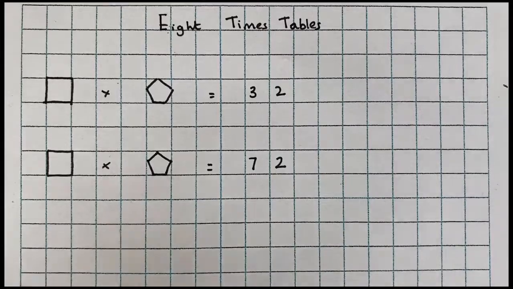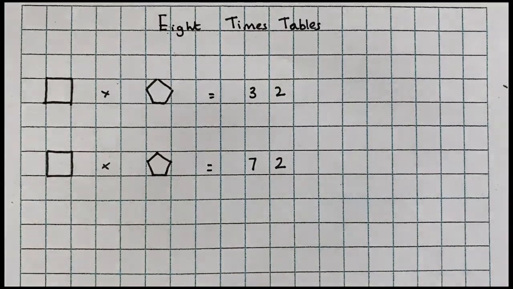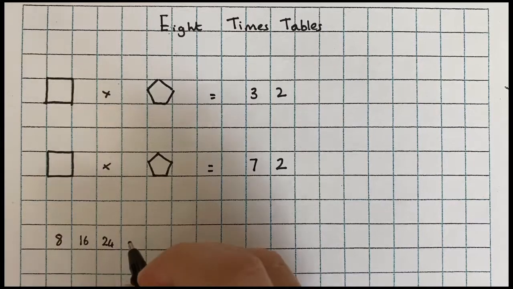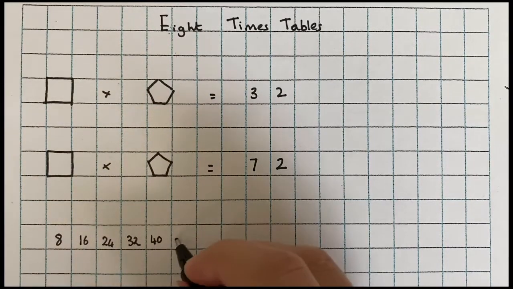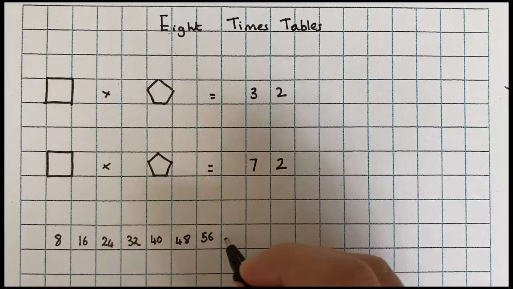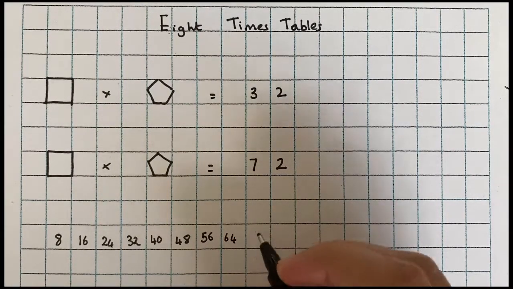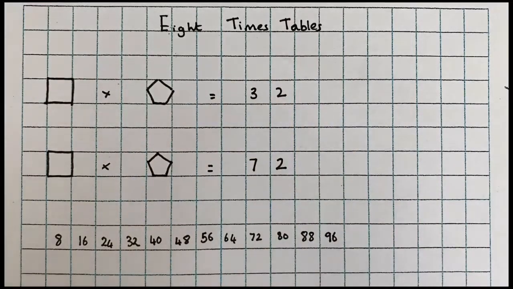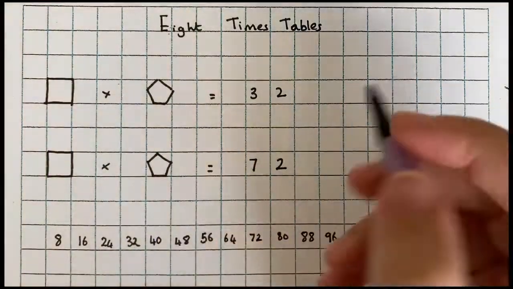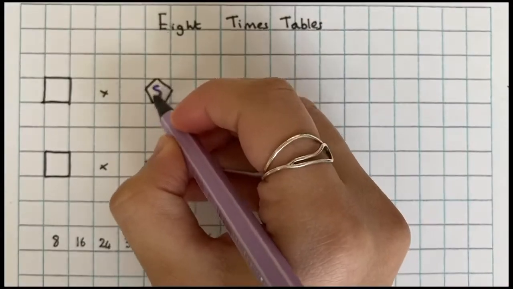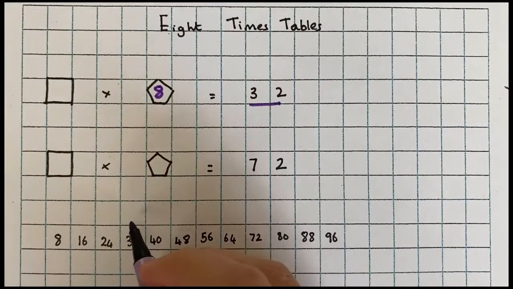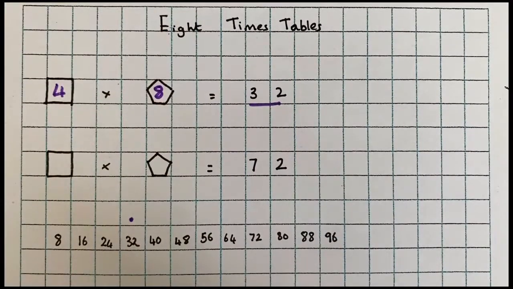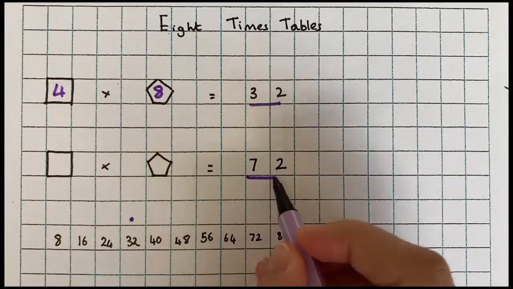Let's continue practicing our 8s and fill in the missing numbers. I'm going to start by writing the multiples of 8: 8, 16, 24, 32, 40, 48, 56, 64, 72, 80, 88 and 96. Now I'm going to multiply a number by 8 to get 32. I'm going to look for the number 32 and find out how many 8s we need to count to get to 32, and that's 4. So 4 times 8 is 32.